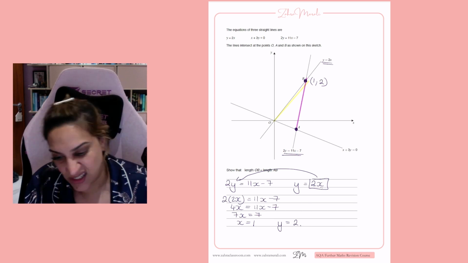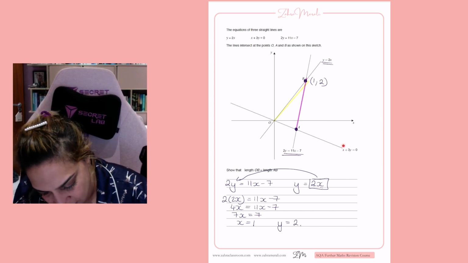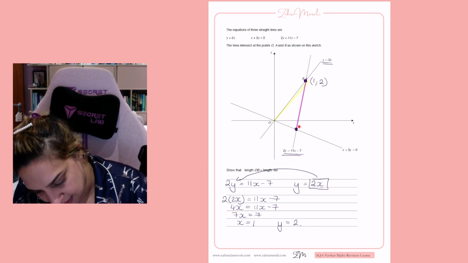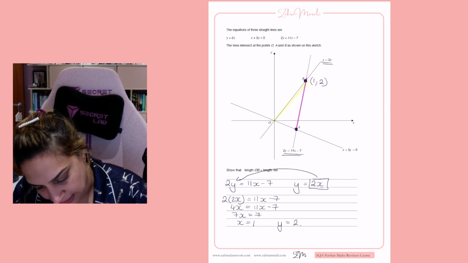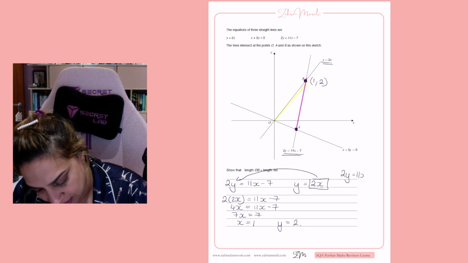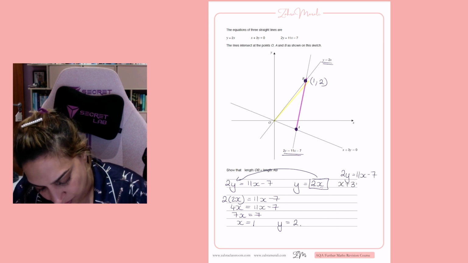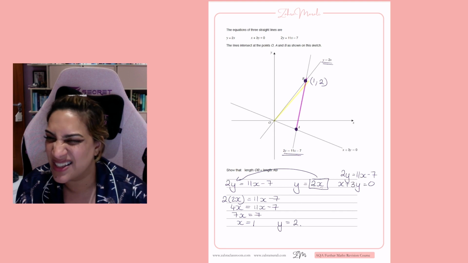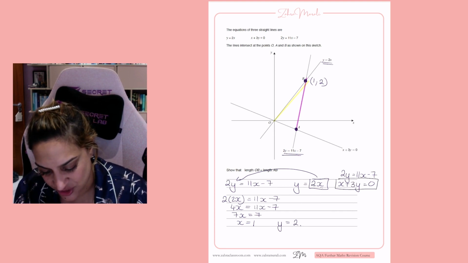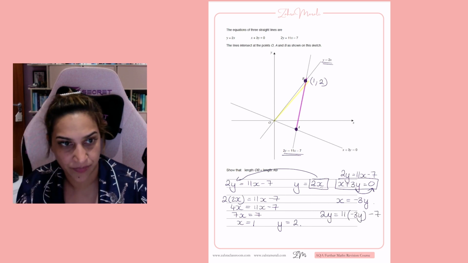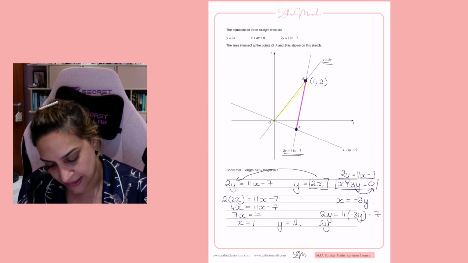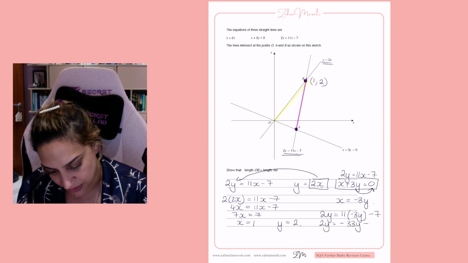Right, now let's find A. A is when this line here, which is this, meets this line here, which is this. So let's solve those two simultaneously. We're going to have 2y equals 11x minus 7 and x plus 3y equals 0. Again, a substitution might be easier because we can take this and just move that 3y. So x equals minus 3y. So we get 2y equals 11 lots of minus 3y minus 7. So 2y equals minus 33y minus 7.